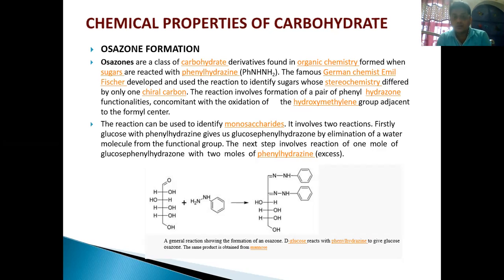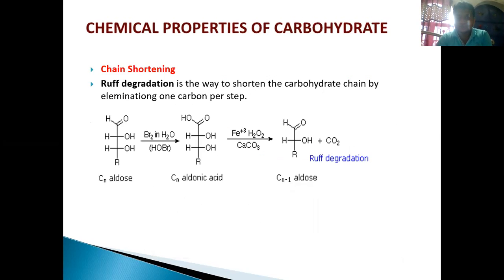The reaction involves formation of a pair of phenylhydrazone functionalities, along with the oxidation of the hydroxymethylene group adjacent to the carbonyl center. The reaction can be used to identify monosaccharides. It involves two reactions. Firstly, glucose with phenylhydrazine gives glucose phenylhydrazone by elimination of water. This glucose phenylhydrazone, when treated with excess phenylhydrazine, produces osazone.